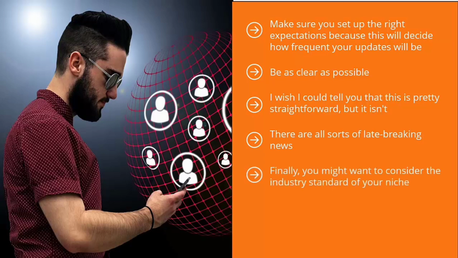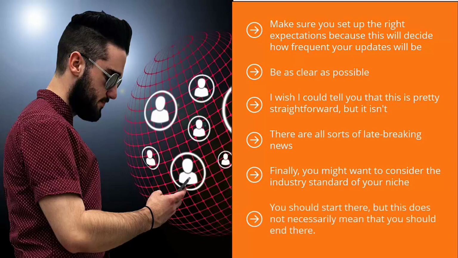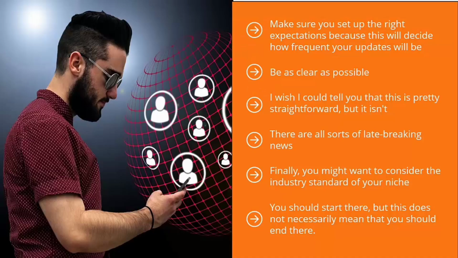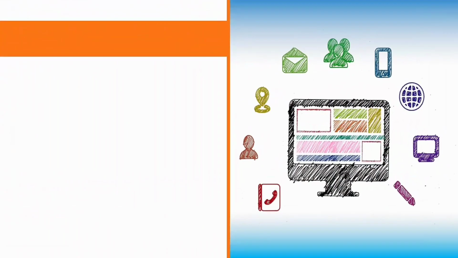Finally, you might want to consider the industry standard of your niche. If you sign up for your competitors' list and you notice that they tend to have the same schedule when it comes to their updates, then you might want to start with that schedule. You should start there, but this does not necessarily mean that you should end there. Use their schedule as a starting base, and then tweak your email schedules based on the actual behavior of your list members. Pay attention to the following tips to make sure you maximize the results you get from your email lists.